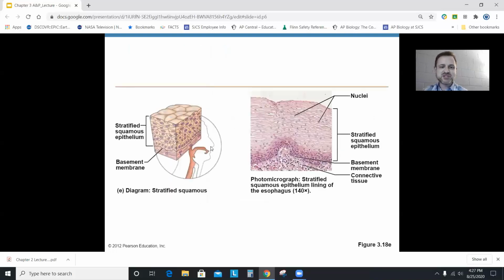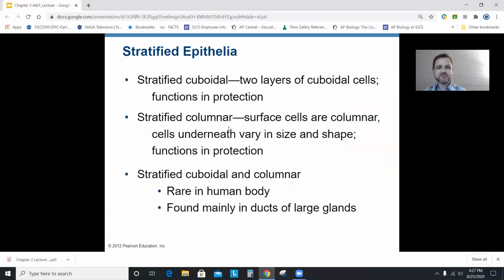Here I have a picture. This is showing your skin. Look at all the different layers here. This is stratified, and they're squamous because they're like flattened tiles. Here's the apical surface. Here's the basement membrane, and you have all these layers.